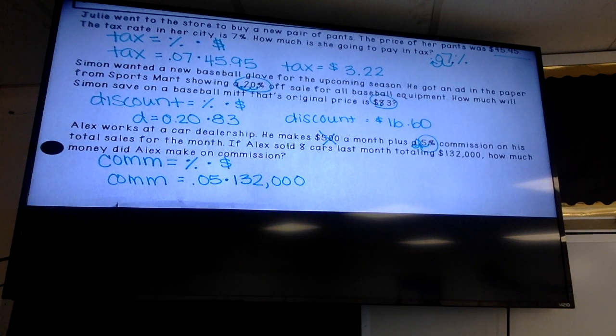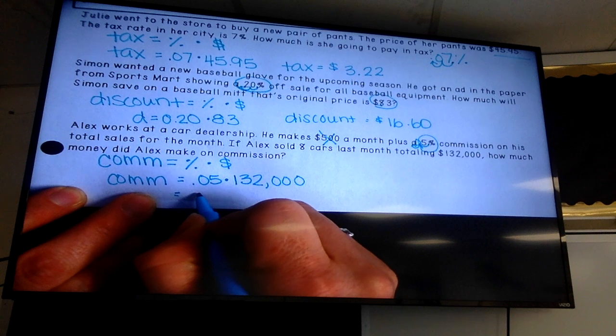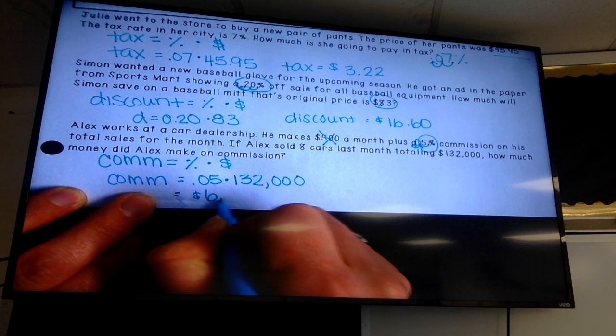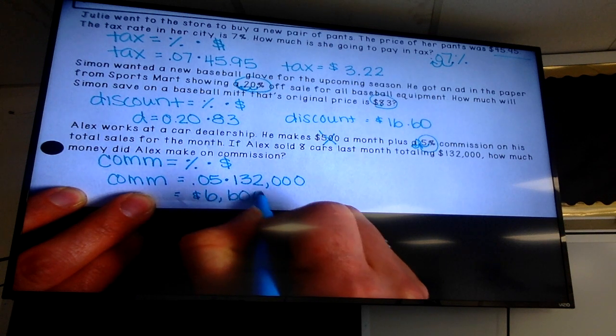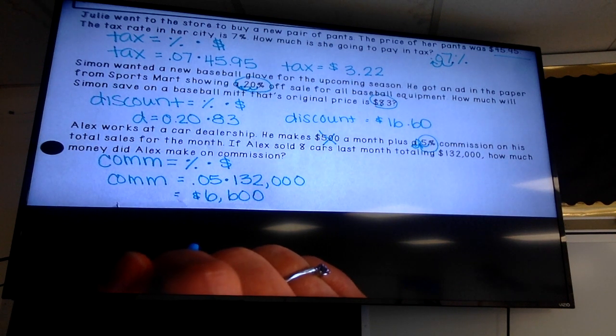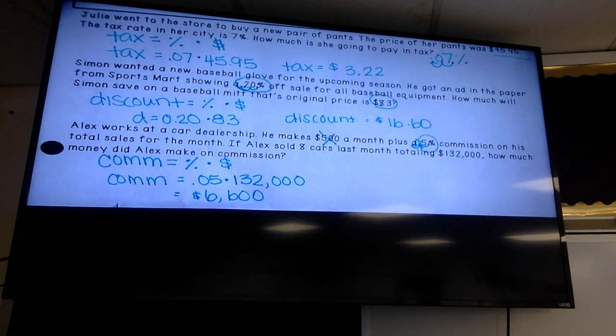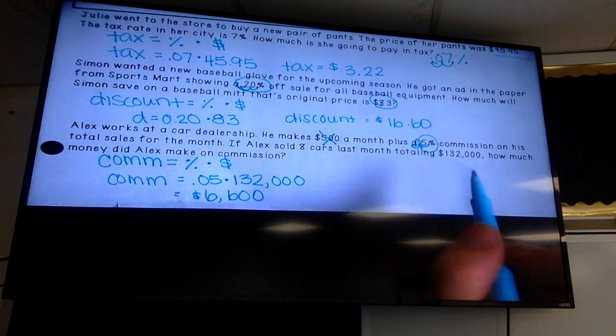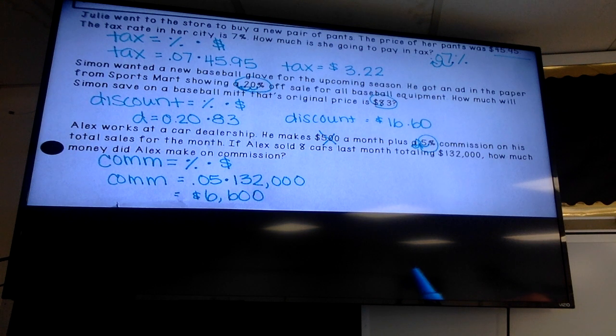Okay, so in my calculator, I'm going to do 0.05 times $132,000. And I find out for commission, he makes, very good month. He makes $6,600 in commission. Just in commission, he made $6,600 for selling 8 cars that totaled $132,000.